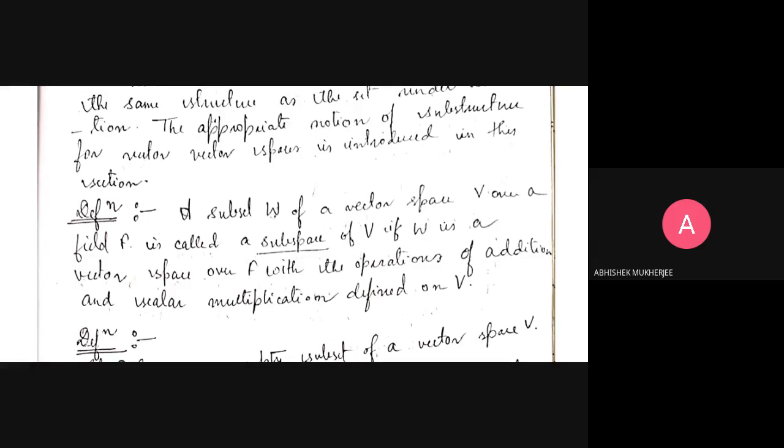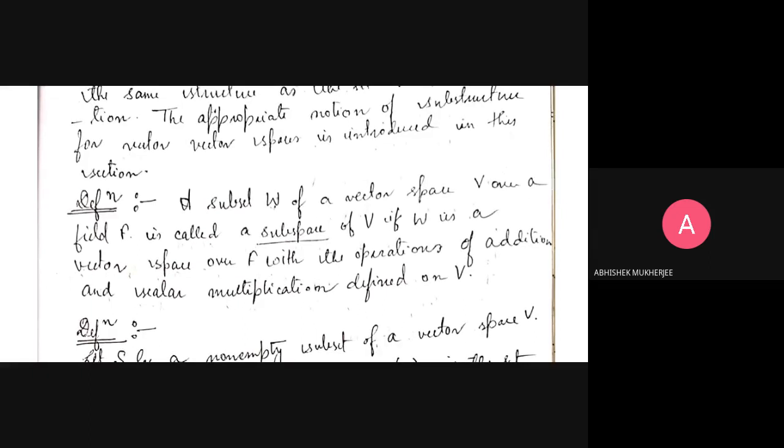A subset W of a vector space V over a field F is called a subspace of V if W is a vector space over F with the operations of addition and scalar multiplication defined on V. So that means a subset W of a vector space V over a field F will be called a subspace of V if it satisfies the two operations of addition and scalar multiplication defined on V.